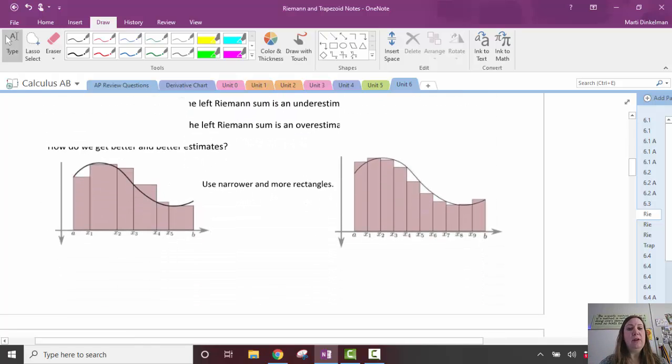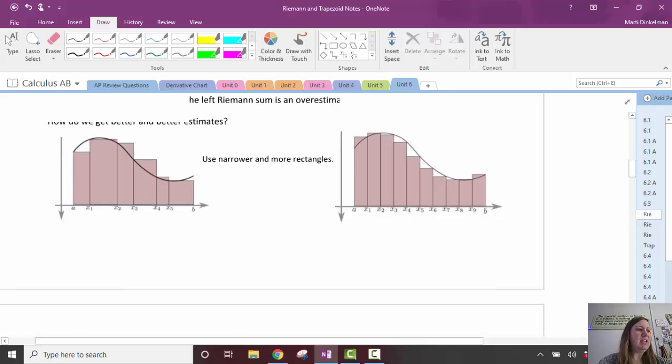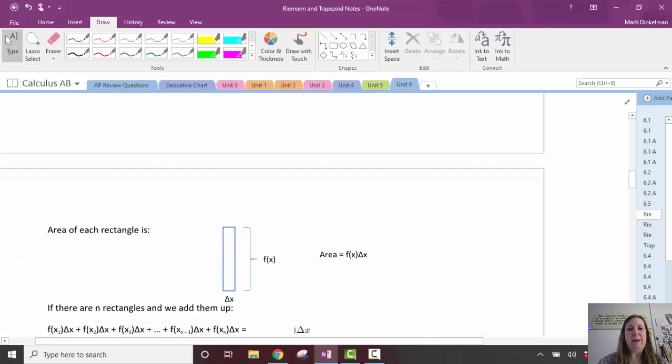Again, the more rectangles we use, the better off it's going to be. They don't technically have to be the same width like in this first picture, but for us it's easier to calculate the area if they're all the same width. So we will tend to have them all the same width.